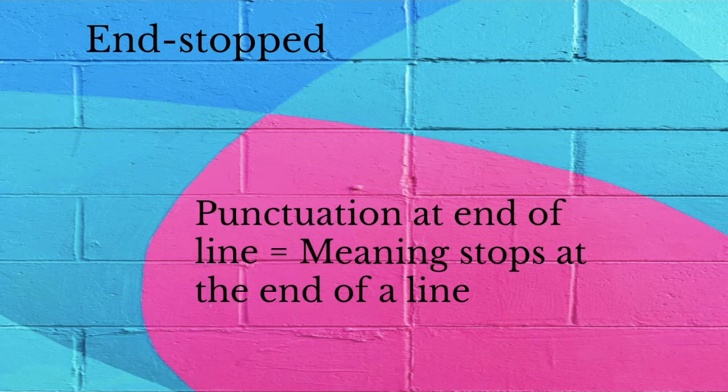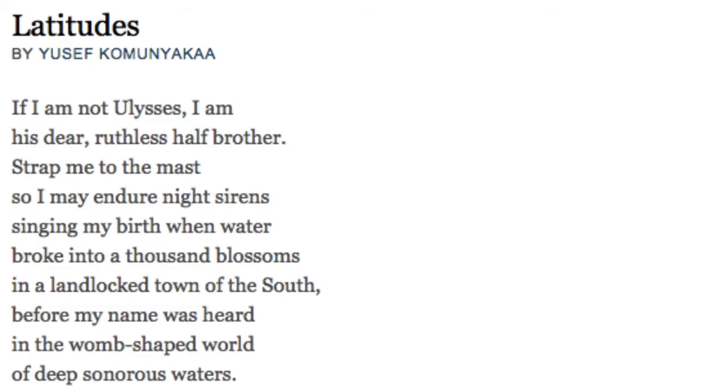The other form of line is end-stopped lines, and end-stopped lines are exactly what they sound like. There's a punctuation at the end of the line, and that means that the meaning stops at the end of the line. When we say punctuation, what we mean here is that there is a period or a semicolon, some kind of hard punctuation that stops and makes us think about what has just been said in that line. So let's look at some examples.